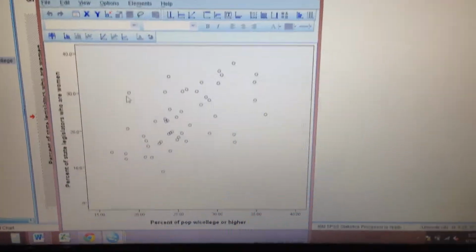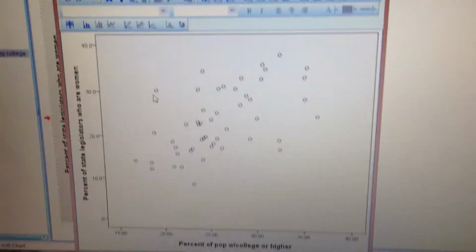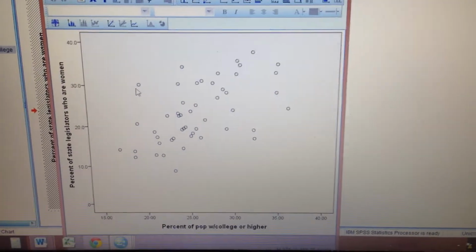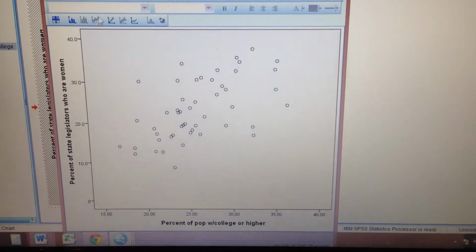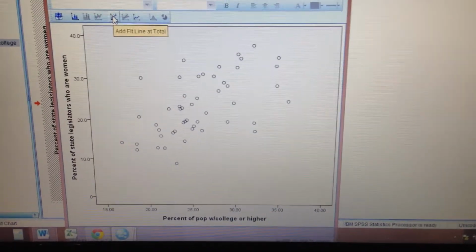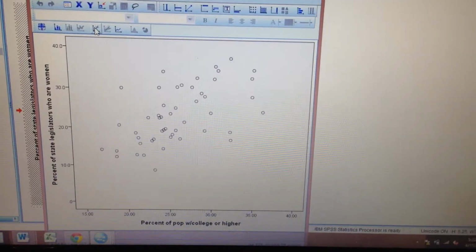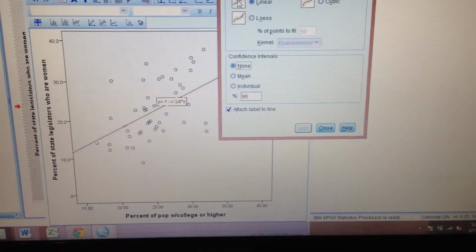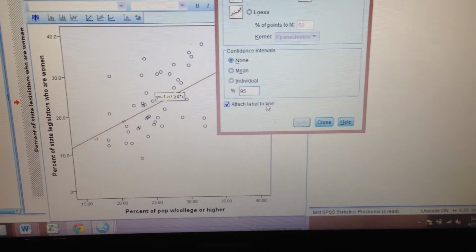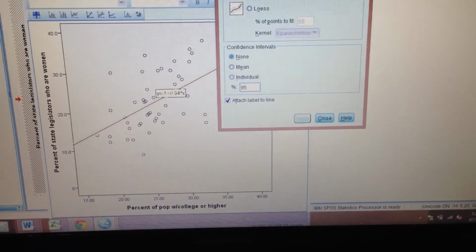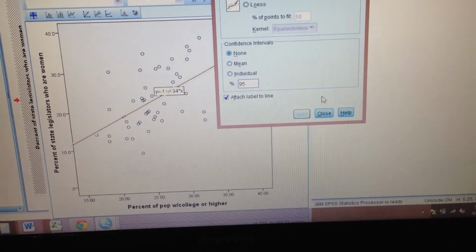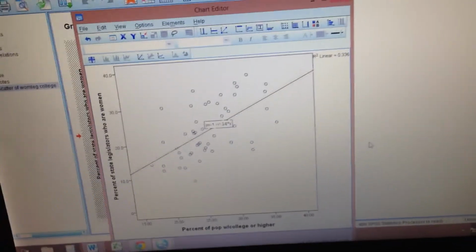You've got a cloud here. We call this cluster of plots a cloud. Let me see if I can do this. Add fit line to total, then go linear. Why is it not letting me hit apply? All right, anyway, no, because the line's already there. Check it out.